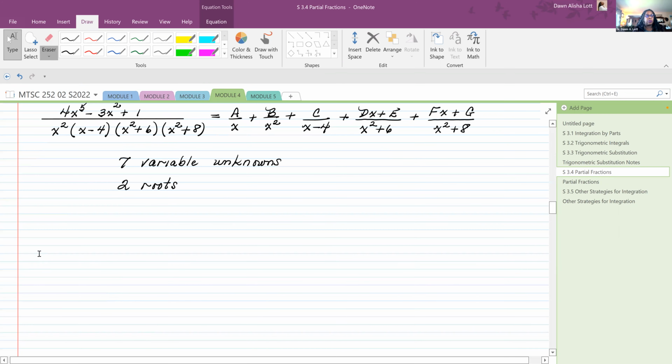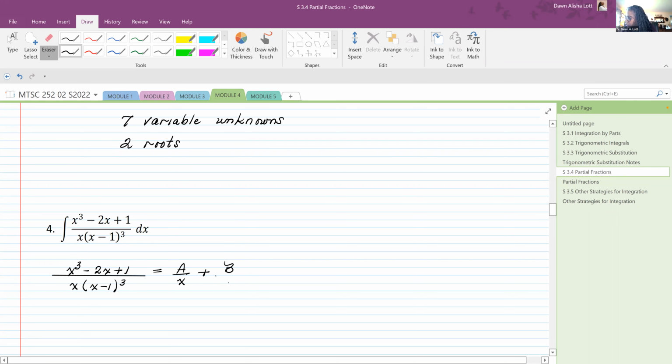That only appears to the power of 1. But I'm going to have b over x minus 1 plus c over x minus 1 squared plus d over x minus 1 cubed. So even though this power is 3, I have to carry it out to the third power. Okay, I understand.